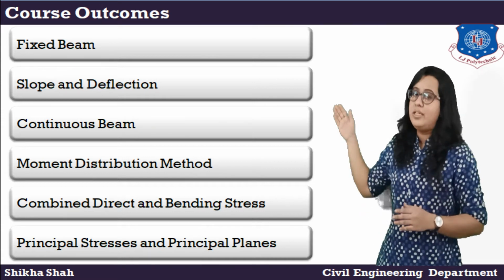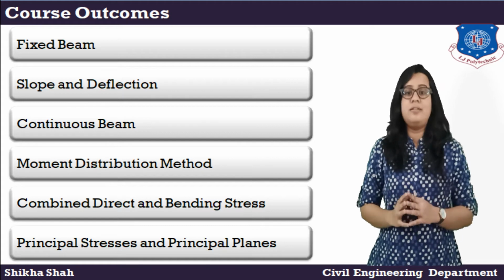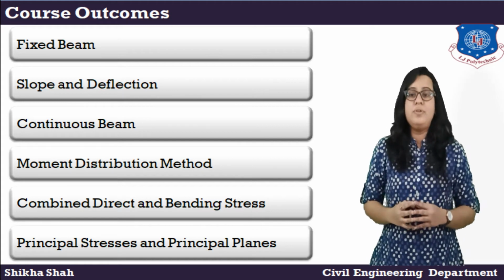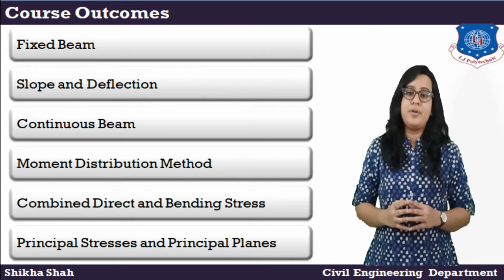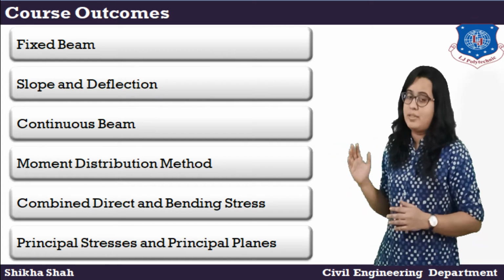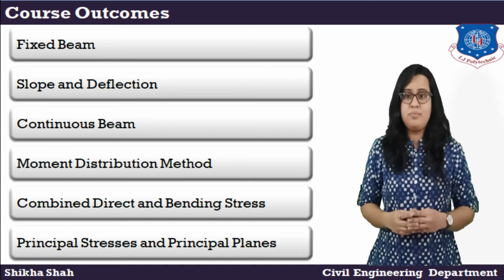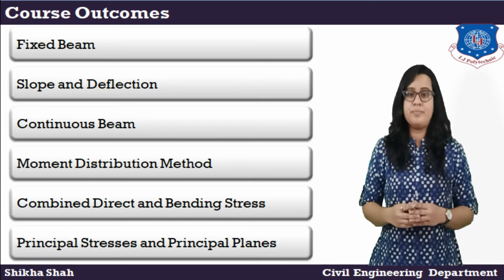The next is continuous beam. In this chapter, the analysis of 2-span and 3-span continuous beam with the help of one theorem, Clapeyron's theorem, is given. Another is moment distribution method. This method is also for the analysis of continuous beam with the help of tables.